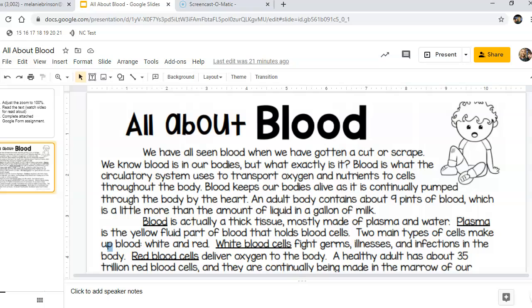And here we go. We have all seen blood when we have gotten a cut or scrape. We know blood is in our bodies, but what exactly is it? Blood is what the circulatory system uses to transport oxygen and nutrients to cells throughout the body. Blood keeps our bodies alive as it is continually pumped through the body by the heart. An adult body contains about 9 pints of blood, which is a little more than the amount of liquid in a gallon of milk.